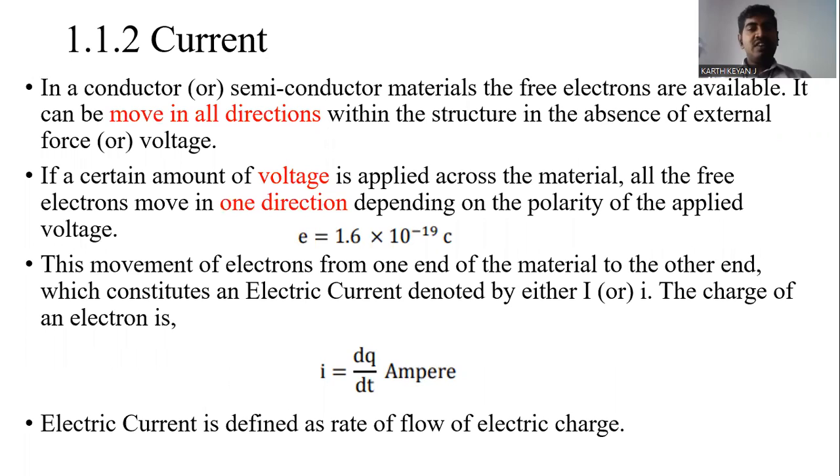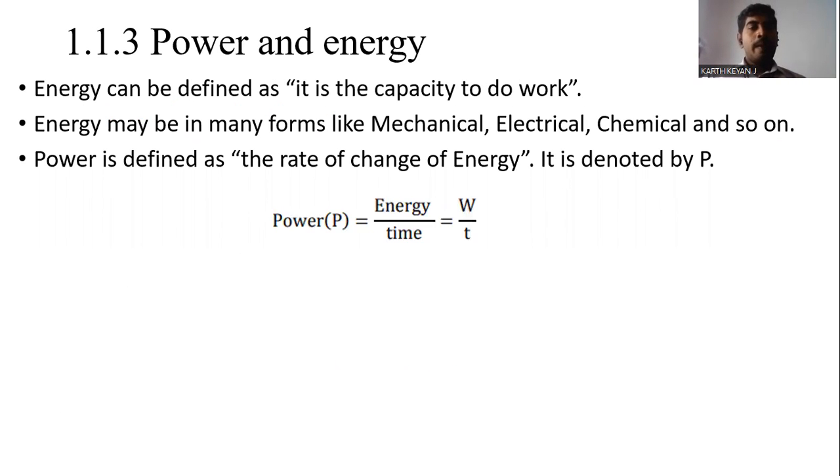The current can be defined as the flow of free electrons in a conductor due to the potential applied. So it can be defined as the rate of change of charge, known as current. Power can be defined as the capacity to do work. The unit of power can be defined as energy with respect to time, or otherwise the rate of change of energy is known as power.